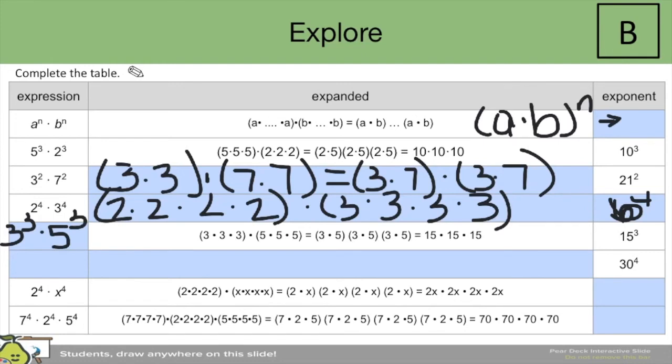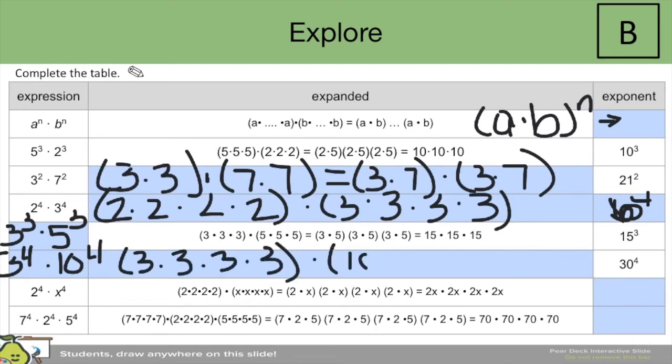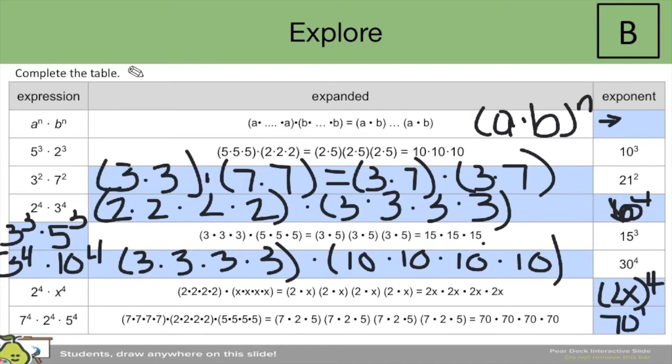The next row, students might work backwards, but the responses include 3 to the 4th power times 10 to the 4th power, which will be 3 times 3 times 3 times 3 times 10 times 10 times 10 times 10. And then for the final two rows, students are going to be working with longer patterns. So I also filled in the expanded as the support for students. That way they are not busy typing out all this expanded form, and they can simply focus on the exponent. So they should realize that it's going to be 2x to the 4th power in parentheses, and for the final one, 7y to the 4th power.